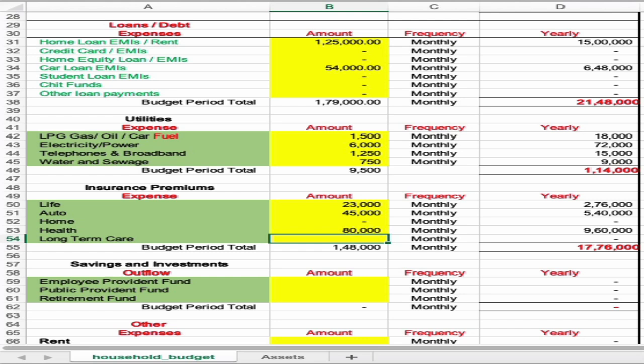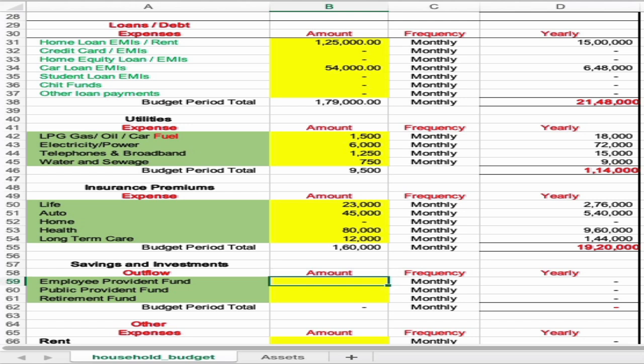Long-term care. Now supposing you have your parents and you have to pay for their geriatric care or things like that, an ayah for your father or mother and so on and so forth. Let's say you pay them 12,000 rupees to come in the mornings for half a day. So that's your 1,67,000.